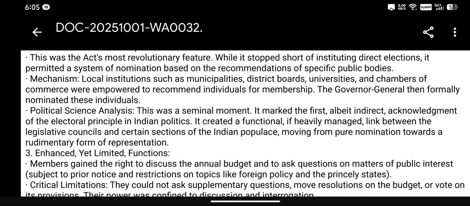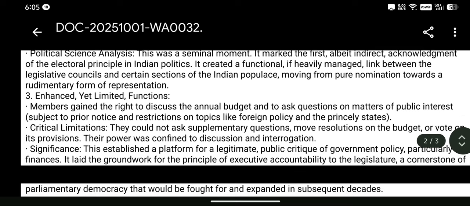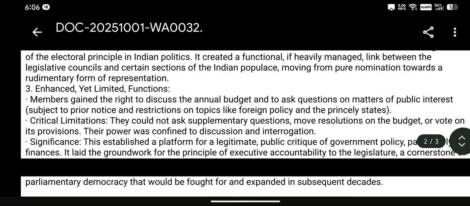Enhanced yet limited functions. Members gained the right to discuss the annual budget and to ask questions on matters of public interest, subject to prior notice and restrictions on topics like foreign policy and princely states. Critical limitations: they could not ask supplementary questions, move resolutions on the budget, or vote on its provisions. Their power was confined to discussion and interrogation.